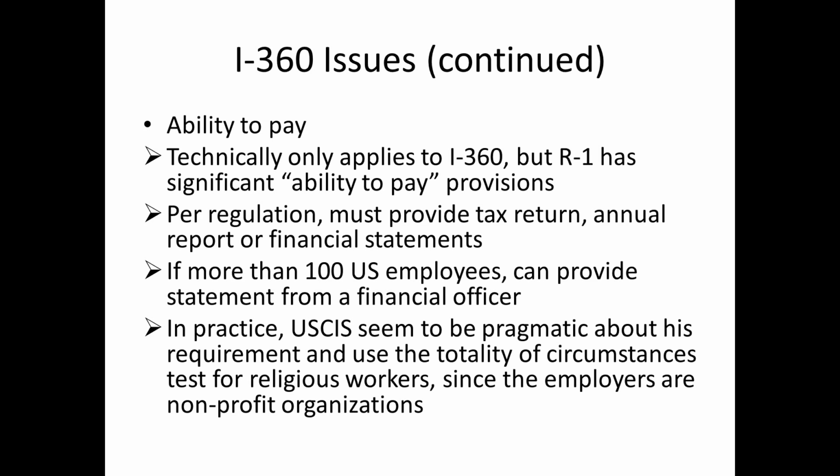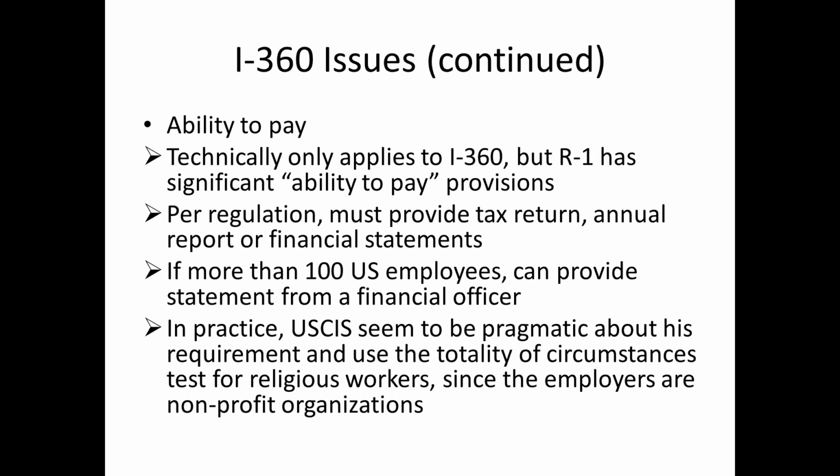Annual reports and financial statements are normally for big nonprofits, but very small organizations normally don't have them. There's an option if there are 100 U.S. employees: you can get a statement from the financial officer, which will be in lieu of the above. But in general, most religious organizations typically don't have 100 employees. Some do, but most don't. So one way is to show that the person is actually being paid this amount already, maybe in some other capacity, in H-1B status, in F-1 OPT status, some other status. But in general, USCIS does seem to be more pragmatic about this requirement for religious organizations.